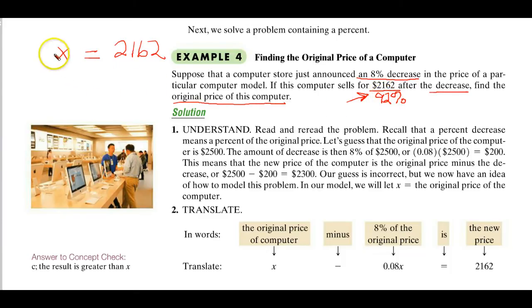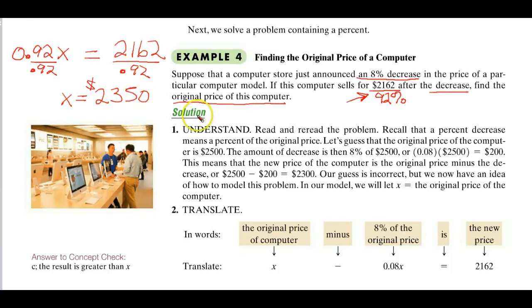So if we take 92% of the original price, this is what you get. Now it's an equation. And to solve it, you're going to divide both sides by 0.92. And we get X, which is the original price, equals $2,350.